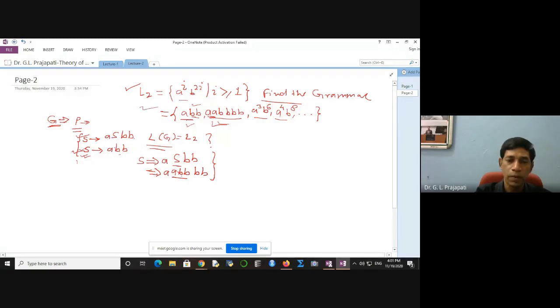This is the grammar which uses only one non-terminal, and that is only S. And you have two production rules. P consists of two production rules. And sigma, you know, is A and B. These are the terminal symbols. So this is the grammar for this language.